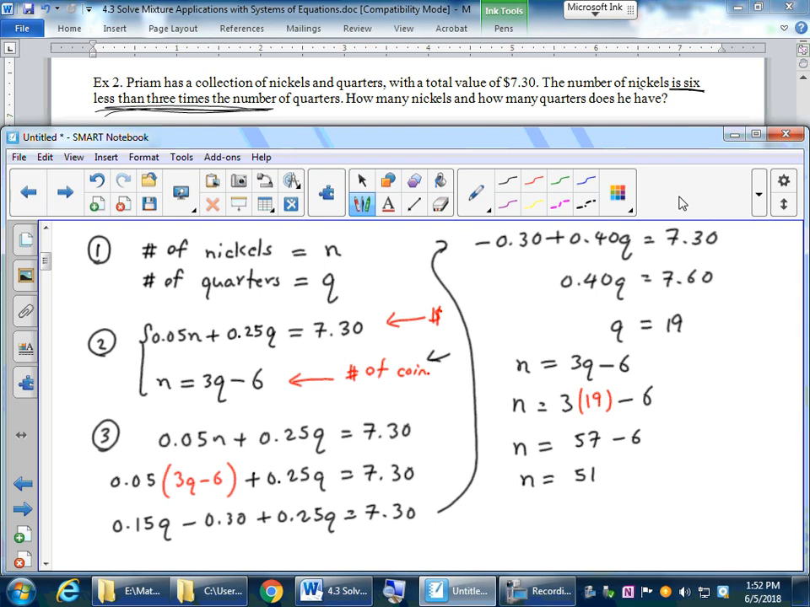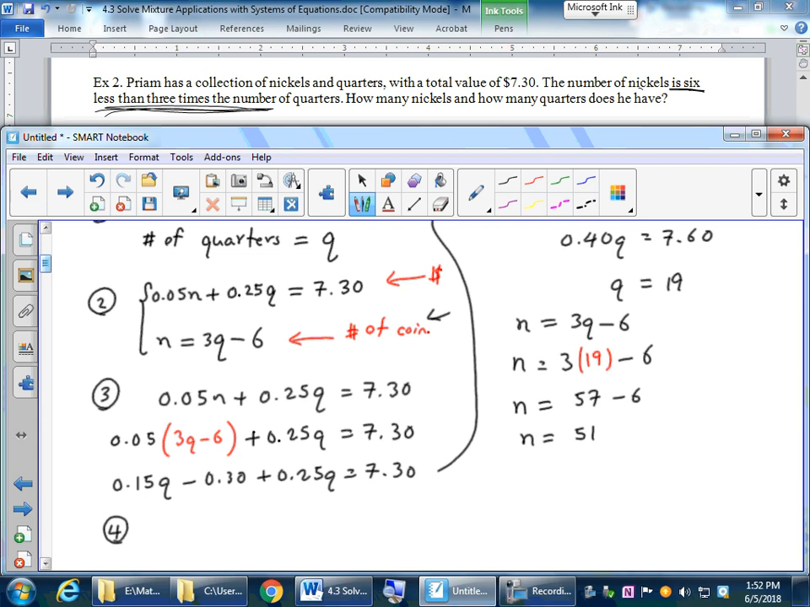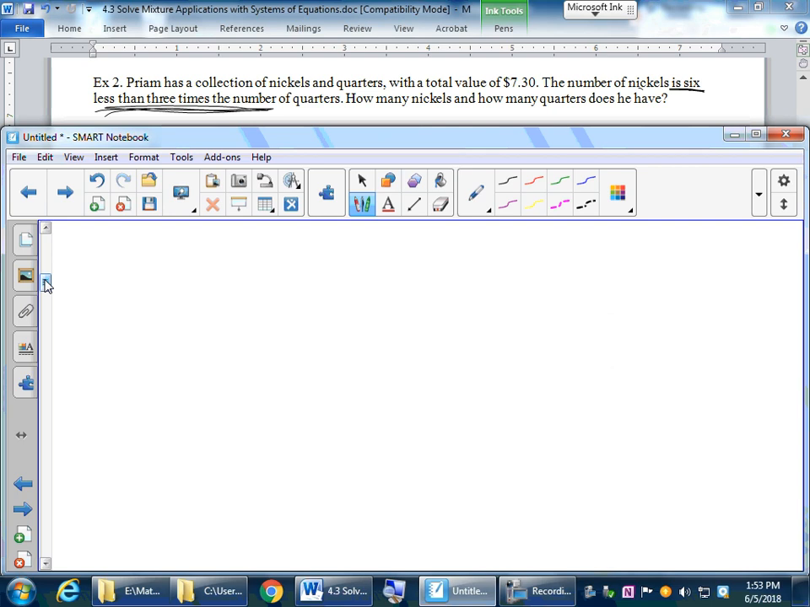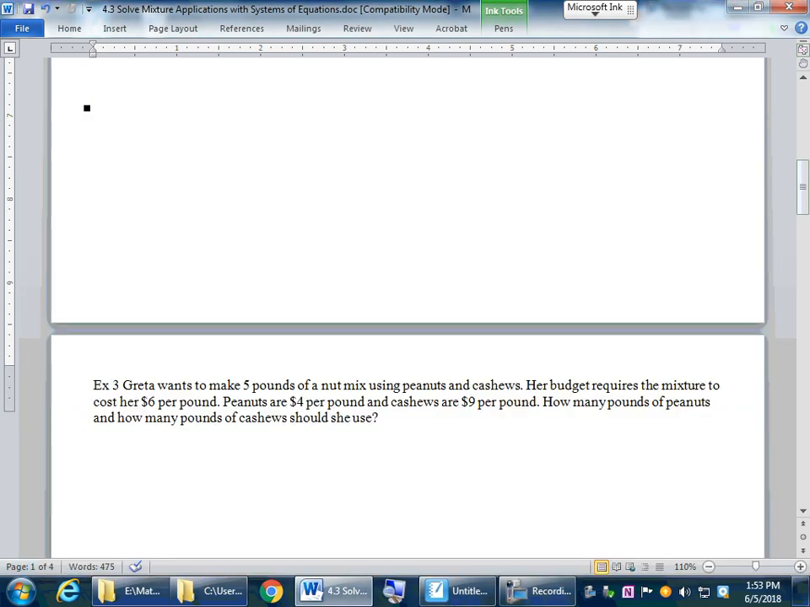So now I can do the interpretation, my step 4. How many nickels and how many quarters does he have? So I should say that he has 51 nickels, right? And 19 quarters. That will be the final answer for this example. So moving on to the next example. Example 3.